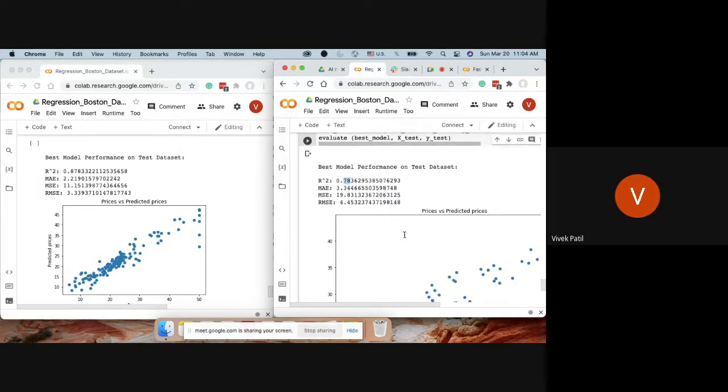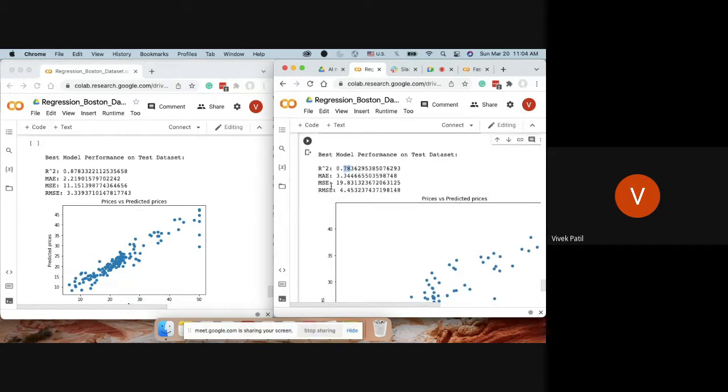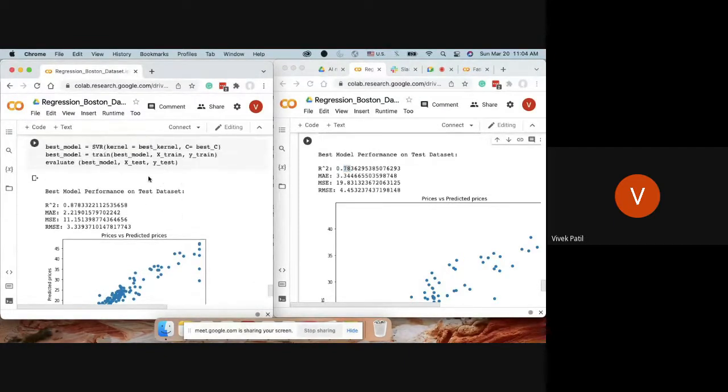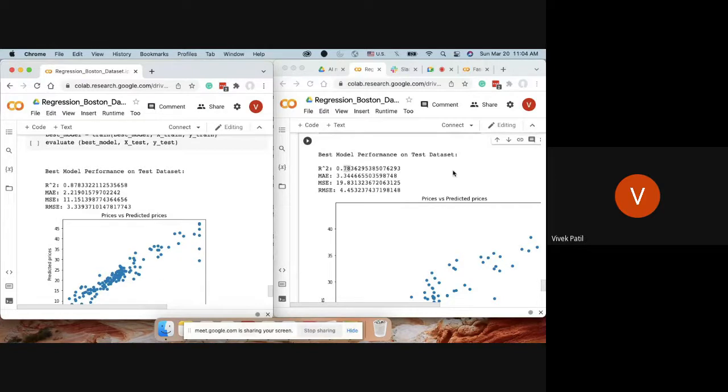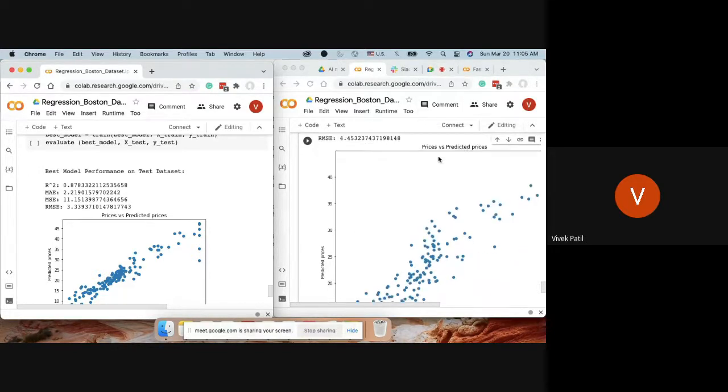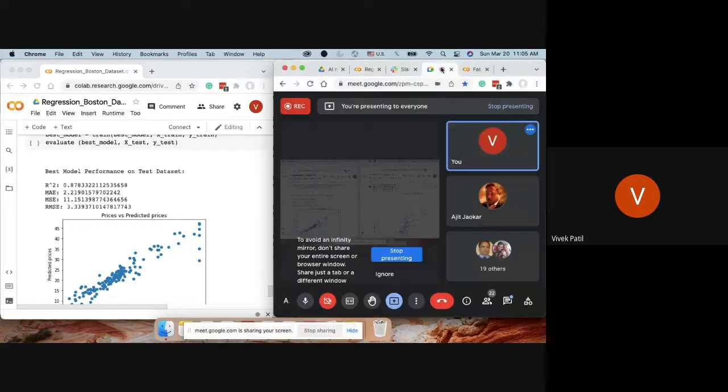What I found was that you can improve the SVR model by adjusting the hyperparameters. In linear regression, there is not a lot of scope for improving the model, and that's what I learned. But if you think I did something wrong here, please let me know. That's it.